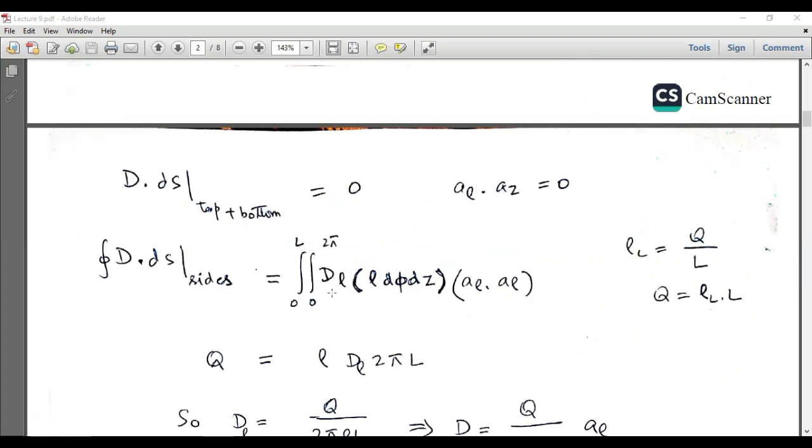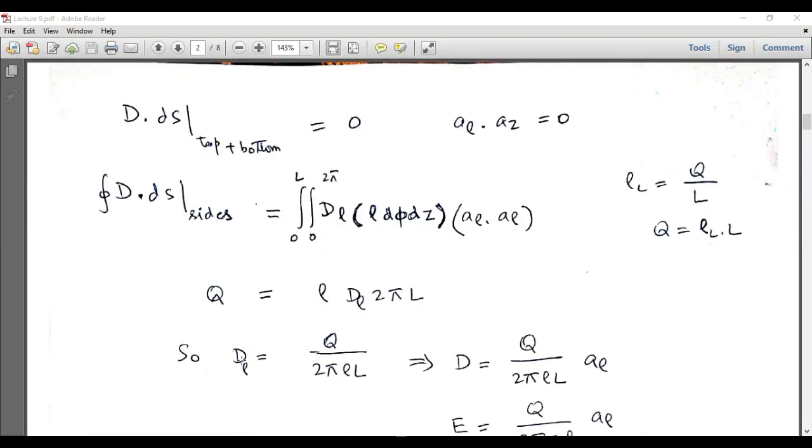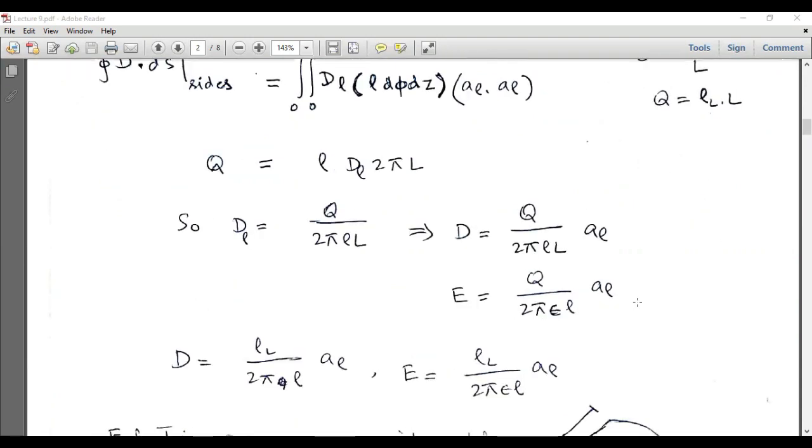So it will become Q equal to D rho into rho into 2 pi L, and D rho can be written as Q over 2 pi rho L, and D is equal to Q over 2 pi rho L a rho because this is D rho, and we know that rho L is equal to Q over L, so Q will be equal to rho L into L. Rho L is the line charge density. So we can put Q equal to rho L into L. So L will be cancelled out with this L, and D will be equal to rho L over 2 pi rho a rho, and E is equal to rho L over 2 pi epsilon rho a rho.